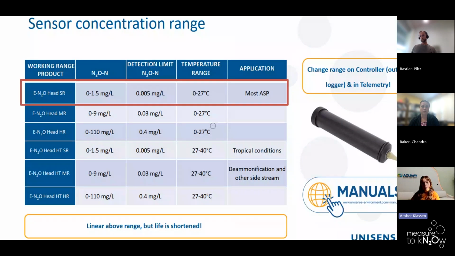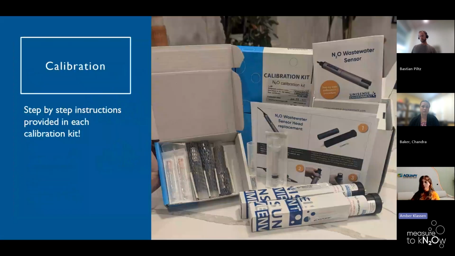Moving on to calibration and maintenance. To complete the calibration, the first thing that you'll need is a calibration kit. And this includes solutions, syringes, and instructions to complete the calibration. What's pictured here is typically everything that we'll order for a 6-month 2-sensor replacement.